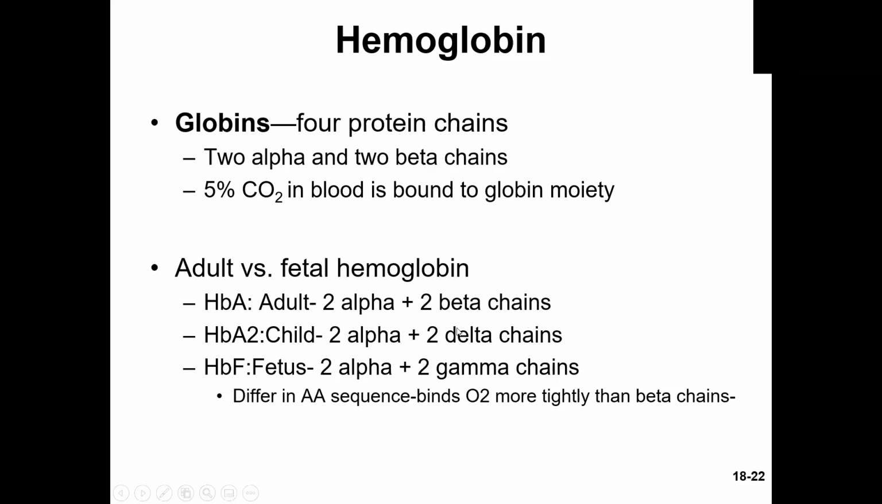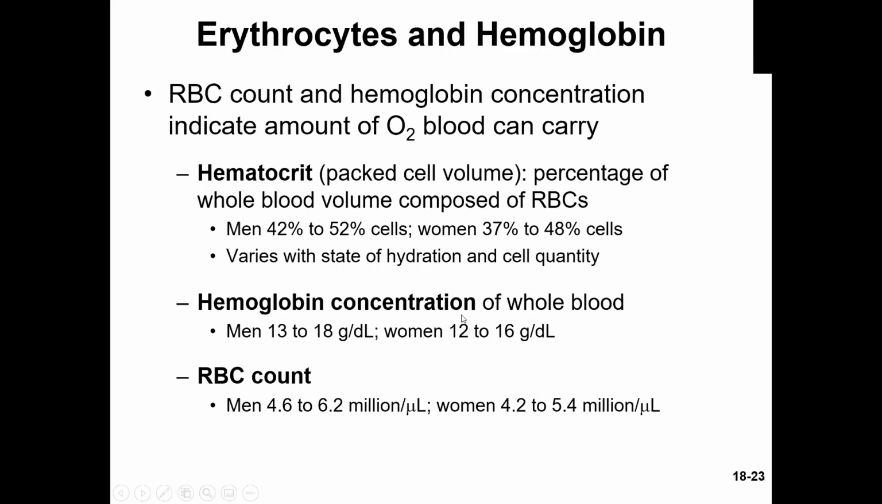So here's the differentiation between adult hemoglobin, which has 2 alpha and 2 beta chains. That's the picture we saw in the previous slide. In a child, you have 2 alpha and 2 delta chains. Again, it's just a linkage point. And then in the fetus, you have 2 alpha and 2 beta chains.